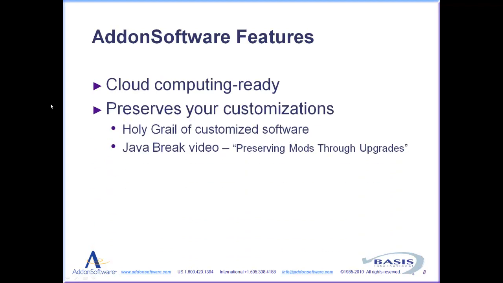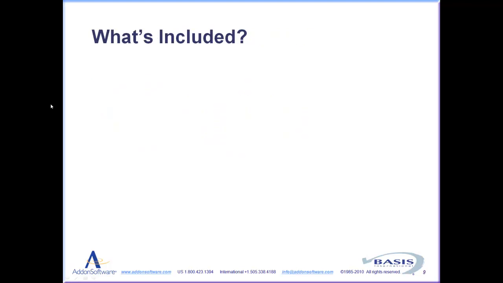It preserves your customizations. This has been pointed out by several of our partners as perhaps the holy grail of customized software. You're no longer frozen in time due to heavy customization in the product. You can actually go forward with upgrades, with new product, with new OSs, and pull your customization along with you. We've got an excellent Java Break video on that. It's available online, preserving mods through upgrades. It's in our Java Break archive. So what else is included?